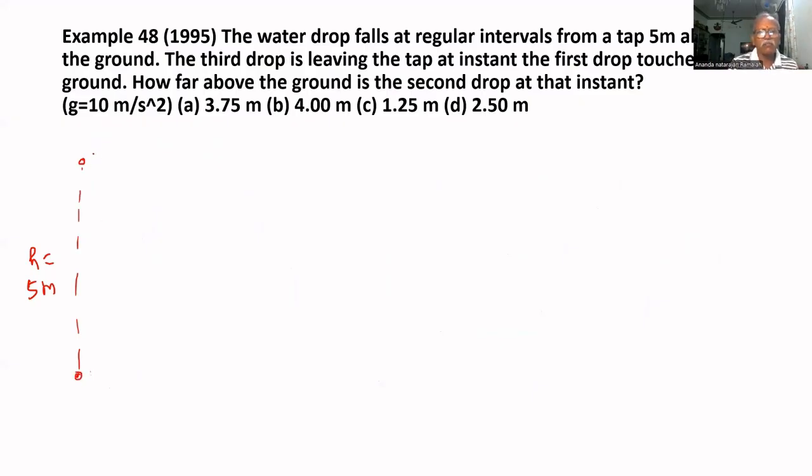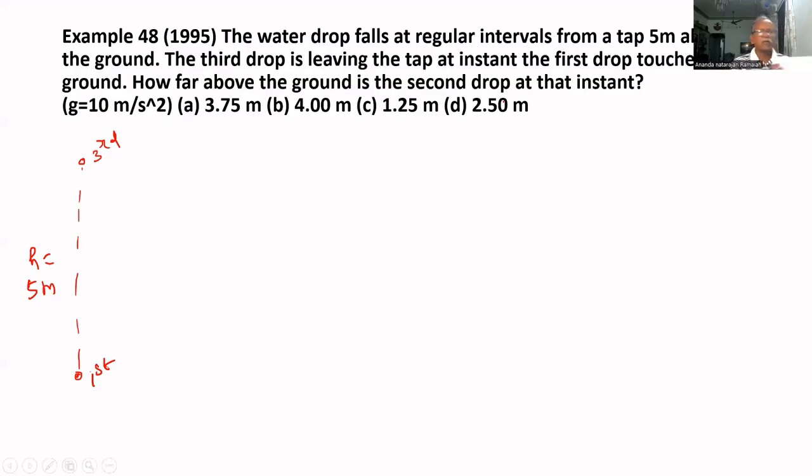At that time the third drop is leaving the tap and the first is touching the ground. How far above the ground is the second drop at that instant? That is what we have to find.